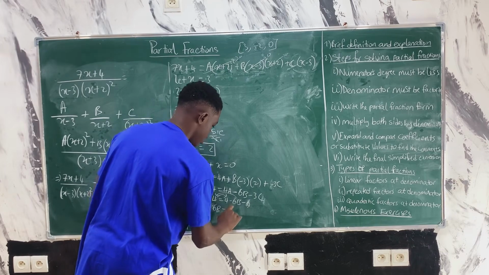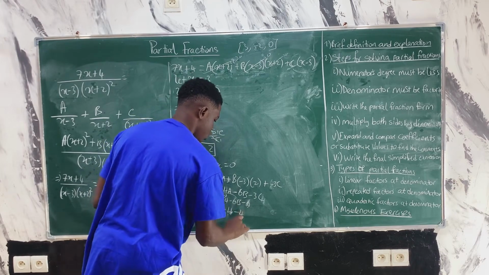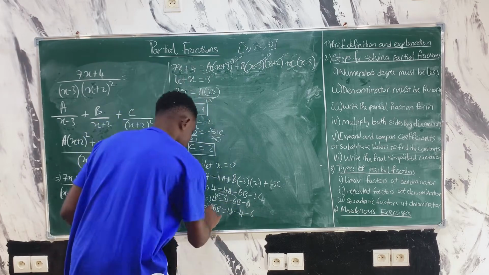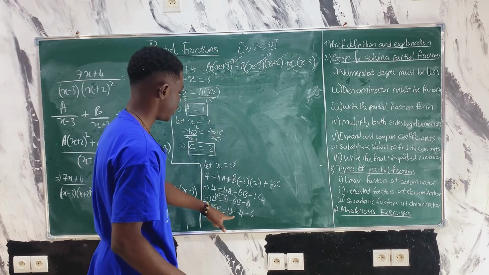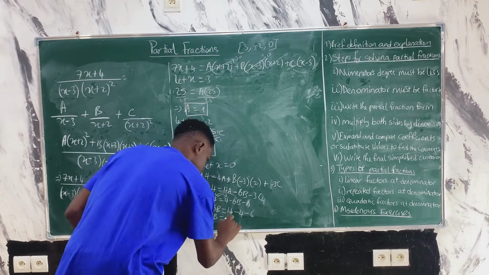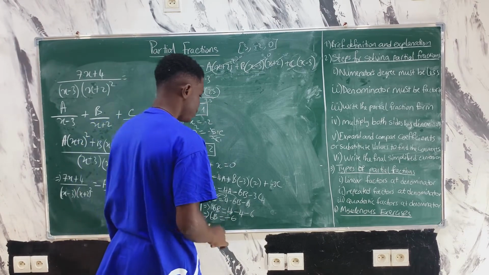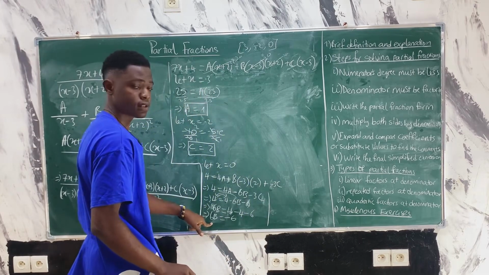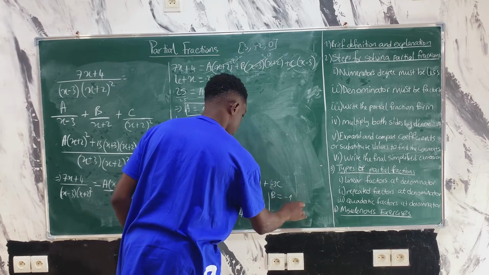I'll first write this 4 here, then I write minus of minus this 4, then minus 6. So 6b is equal to 4 minus 4, which is 0. 0 minus 6 is minus 6. When I divide all through by 6, I'll have b is equal to minus 1.